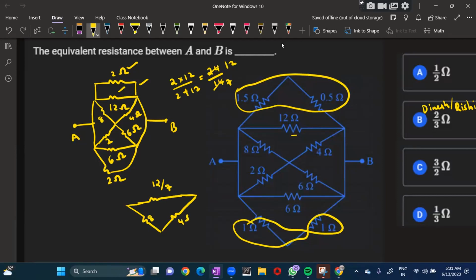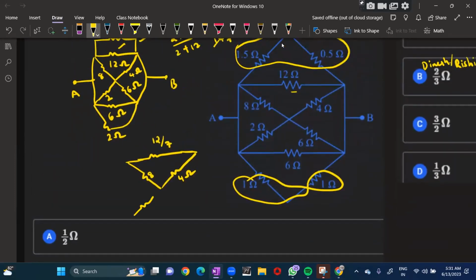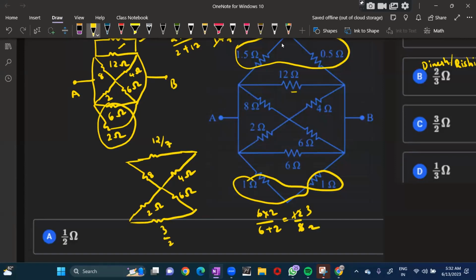8 ohm and 4 ohm. This is 2 ohm and 6 ohm. Now this 6 and 2 ohm are in which combination? Again parallel. So 6 into 2 divided by 6 plus 2. So 12 by 8. 4 3s are 12, 4 2s are 8. This is 3 by 2 ohm. This is junction A and junction B.